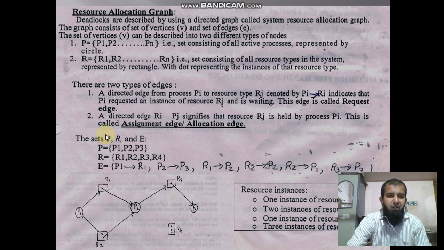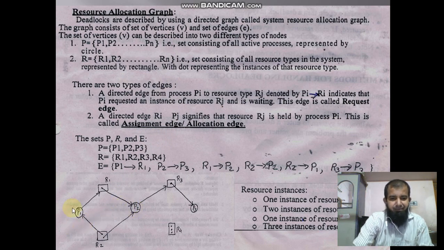Clear, no? What is the request edge? Pi to Rj is a request edge. What is the assignment edge? Rj to Pi is an assignment edge. So when a process requests a resource, that is a request edge. When a resource is held by a process, that is the assignment or allocation edge. The sets are P, R and E. P means processes, R means all the resources, E means edges. Edges may be request edges or assignment edges.